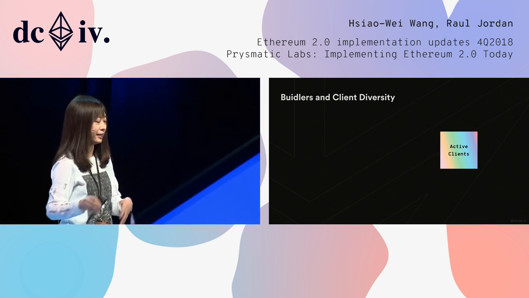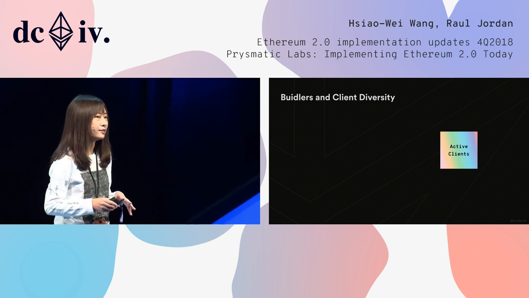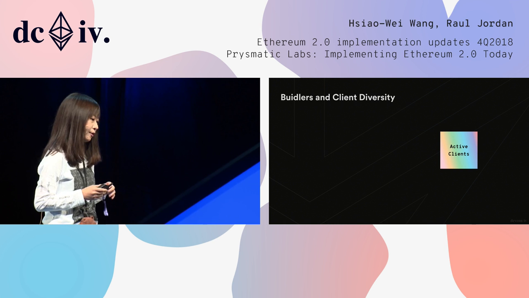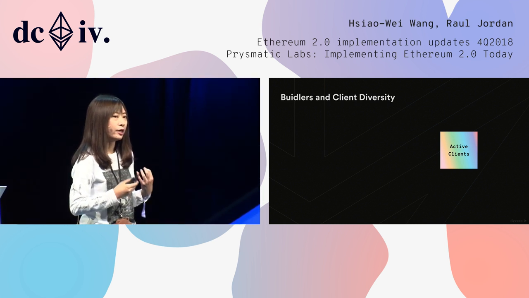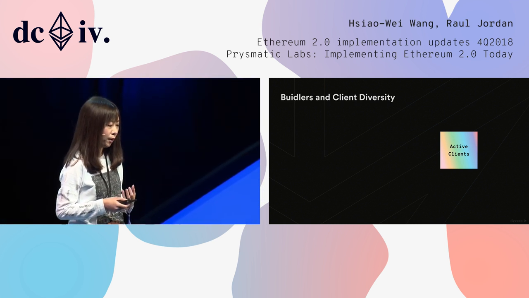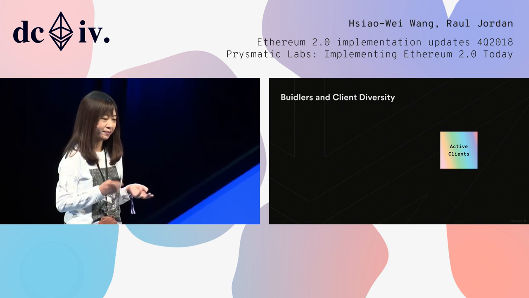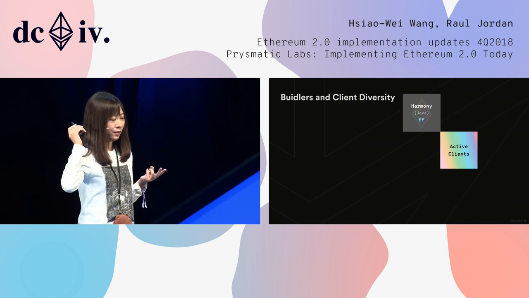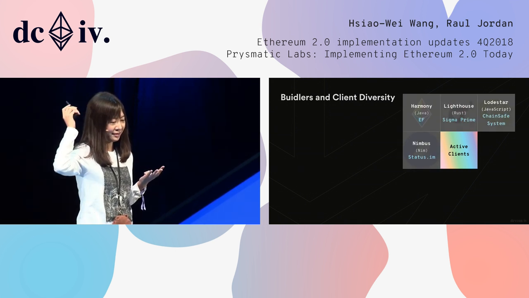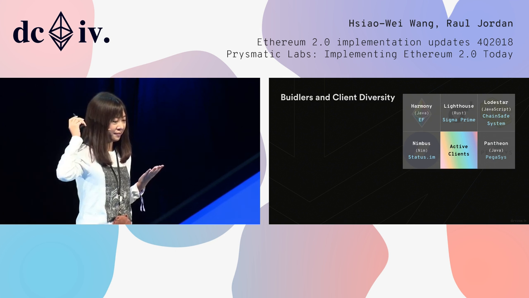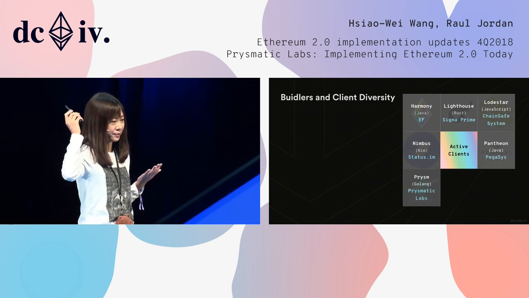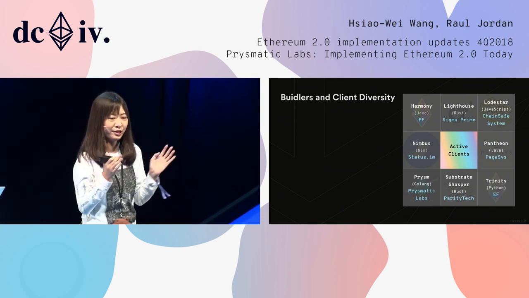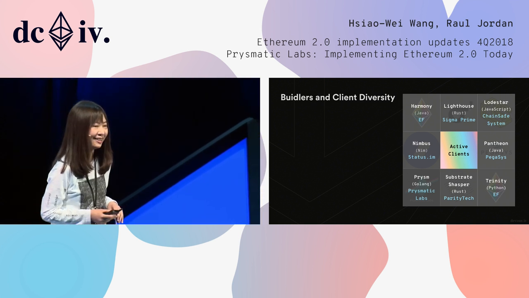We'll talk about the client side. I think the client is the heart of Ethereum right now. We're happy to have many devs and teams working on this system, and we want to shout out their names here. We have Harmony, Lighthouse, Lodestar, Nimbus, Pantheon, Prysm, Parity Substrate, and Trinity. We have 8 active clients right now.